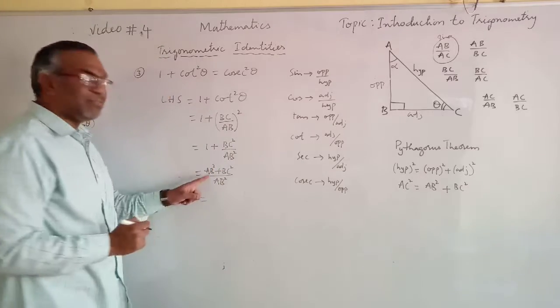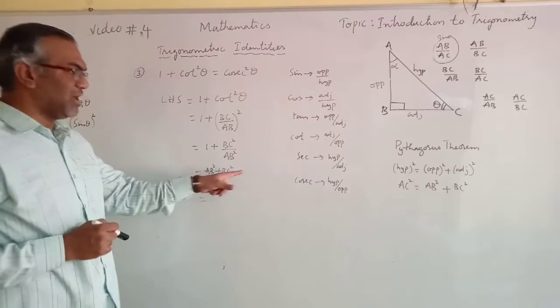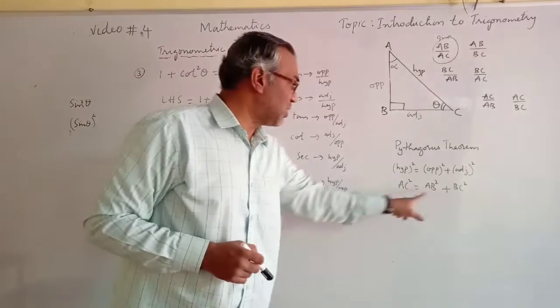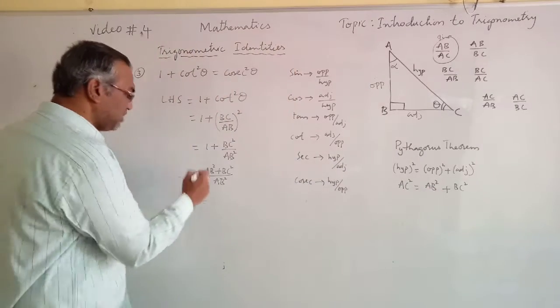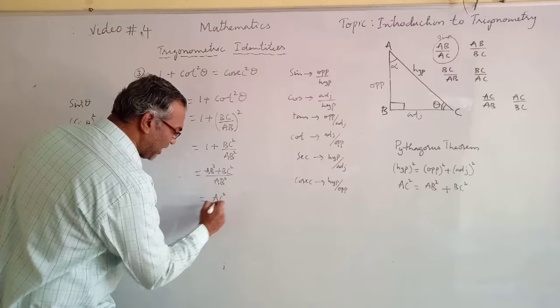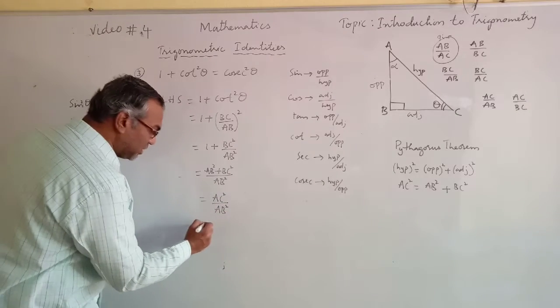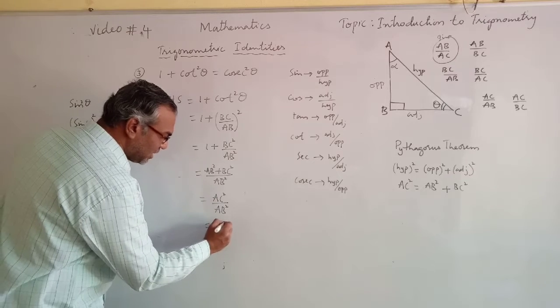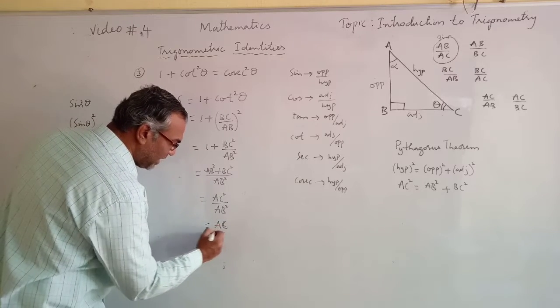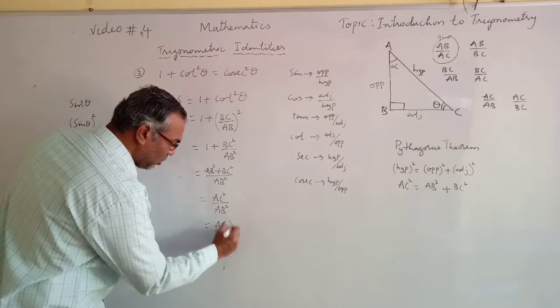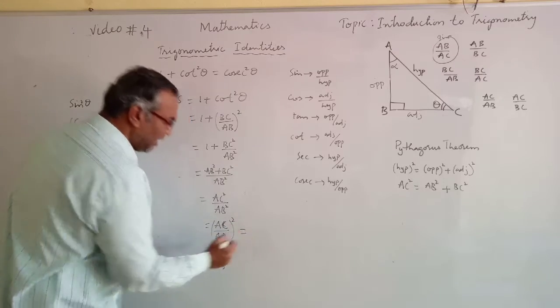We are again getting here Pythagoras theorem, AB square plus BC square, which is equal to AC square, so we can replace it by AC square divided by AB square. Now we can write it as AC divided by AB whole square.